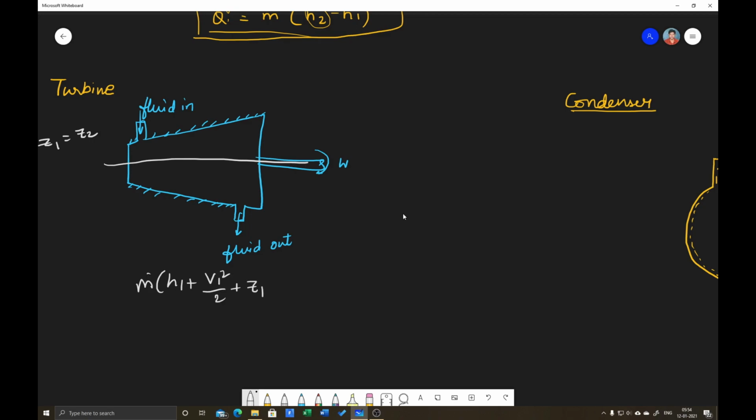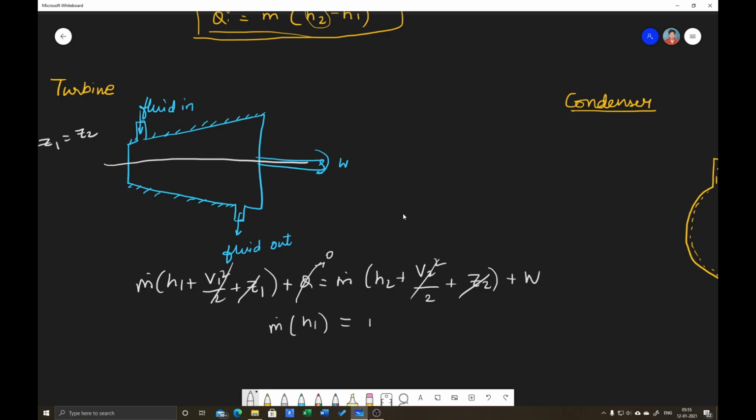Plus V1 square by 2 plus Z1 plus Q. The turbine is also generally insulated, so there is no chance of heat transfer getting into the system or out of the system. So this is neglected, this cancels out, this is also neglected. So finally you will get m dot into h1 is equal to m dot into h2 plus w.